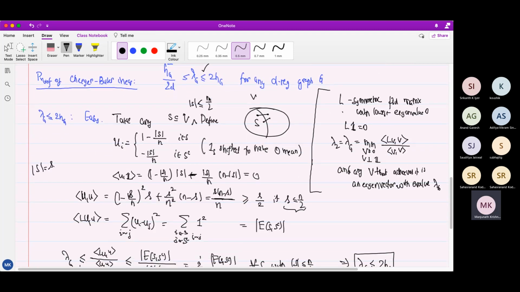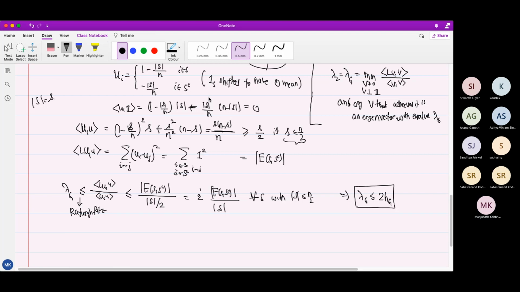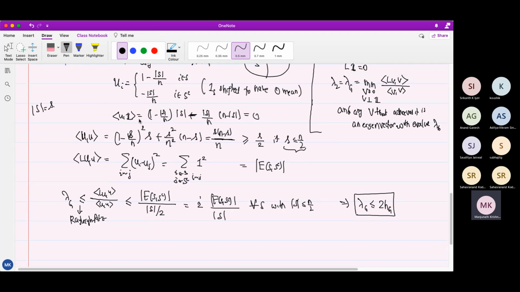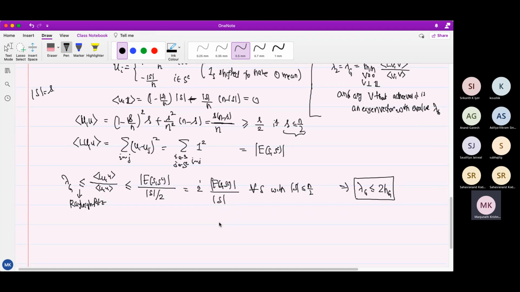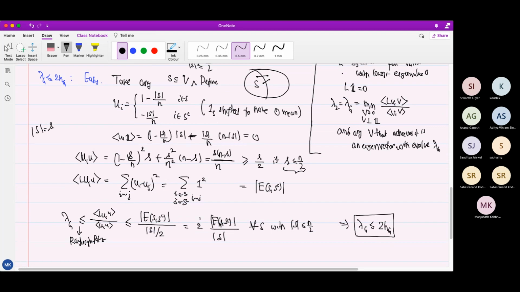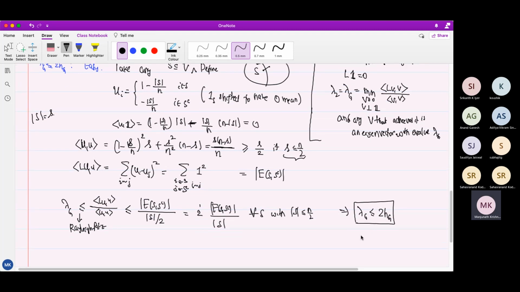Any questions here? This is the easier part. We just plugged in for every S the vector which takes the indicator here and 0 here, and then shifted it so that it's orthogonal to 1, and that's your vector. Plug that test vector into the Rayleigh quotient. You see that lambda G is bounded below by that. Is it okay? Sir, yeah.